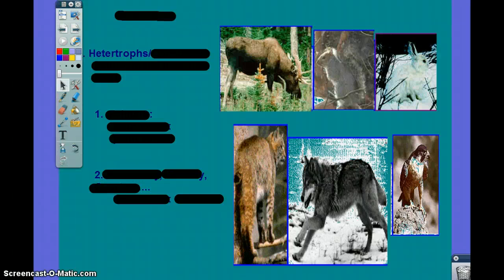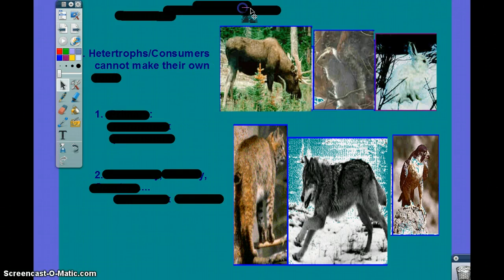For heterotrophs? Oh, isn't that meat? Consumers, good. And they can be that. What does consume mean? They eat. They can't make their own food. They have to feed off other organisms.